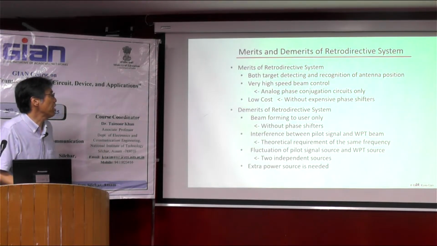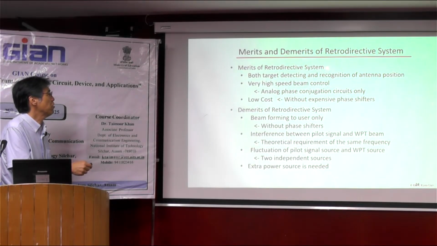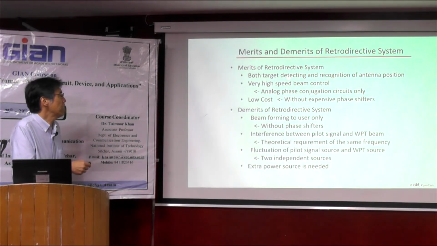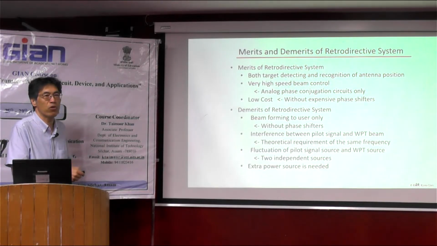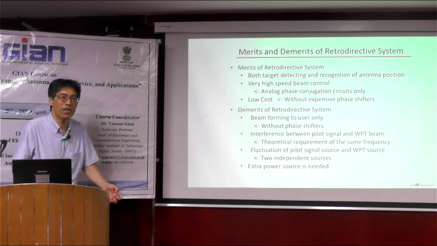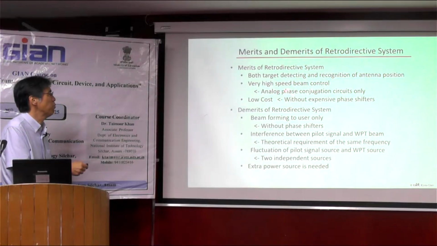So we have merits and demerits of the retrodirective system. A merit I explain now: both target detecting and recognition of the antenna position. It's a very good merit. And it's a very high-speed beam controlling system because it is just an analog phase conjugation circuit only. There is no phase shifter, there is no target detecting algorithm or anything else. So it's very high-speed beam control. And additionally, very low cost without an expensive phase shifter.